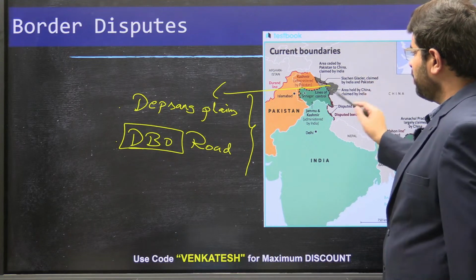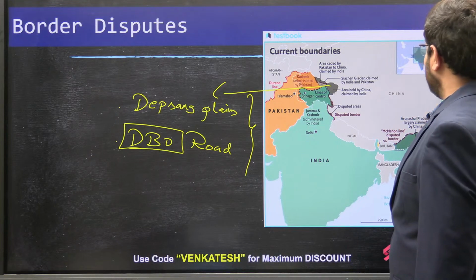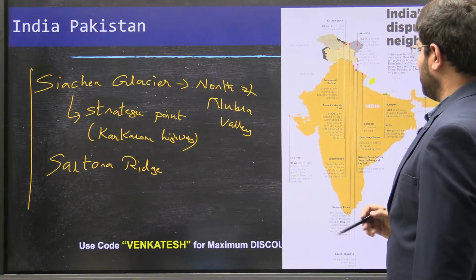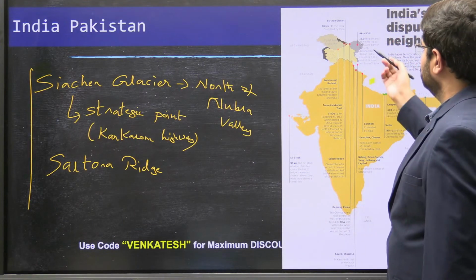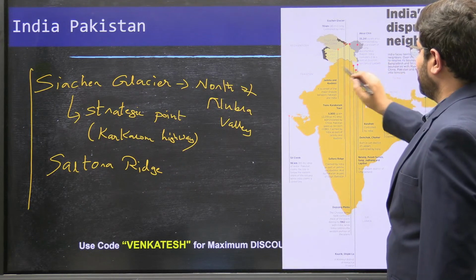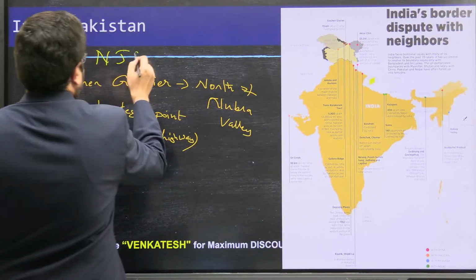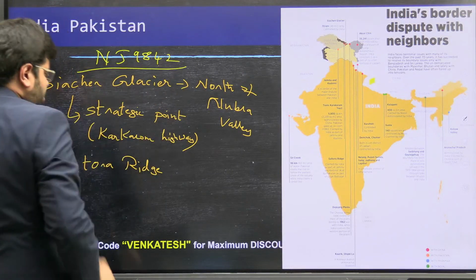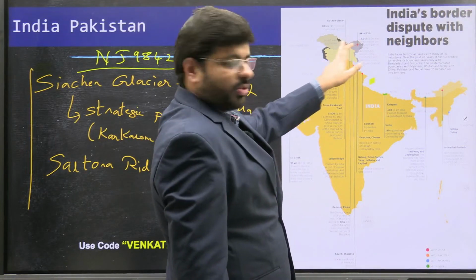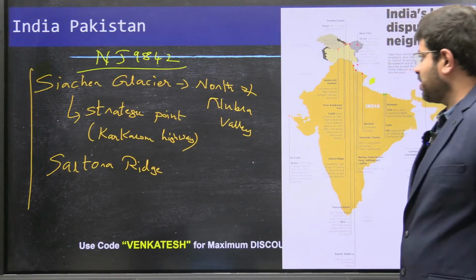And when you can see here, there is one more point here, NJ9842, the actual ground line position. So you can see that. Where is this point? Right. So the NJ9842 point. This is also one kind of a conflict. It's a point of strategic significance with respect to the line of control with Pakistan, right? So such places are very much in use.